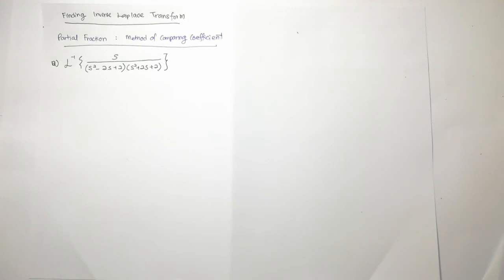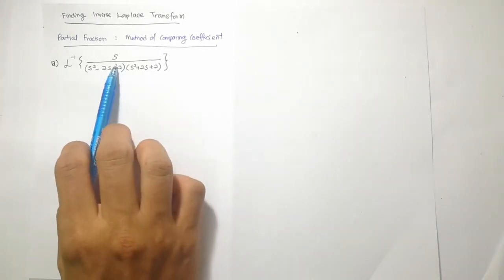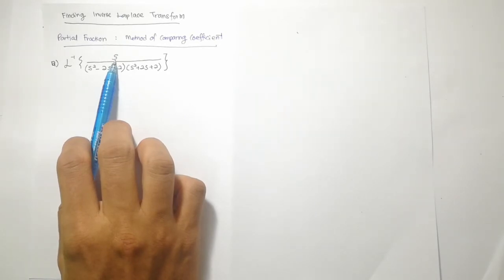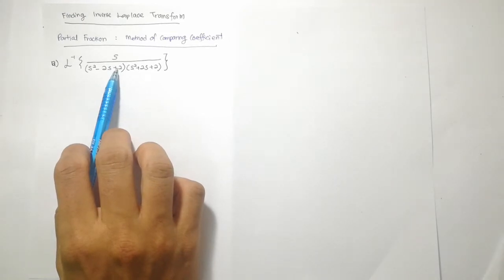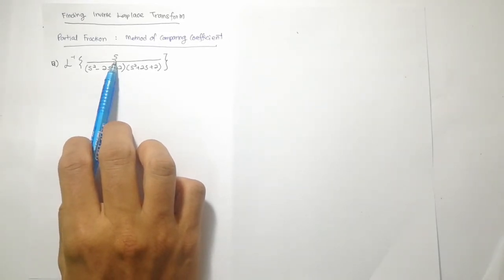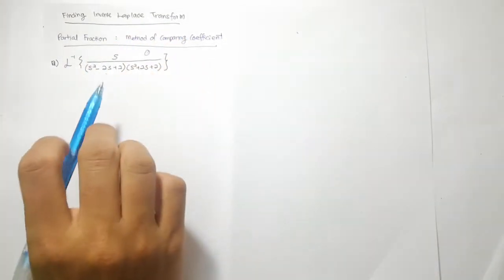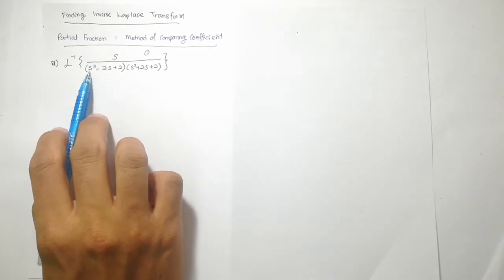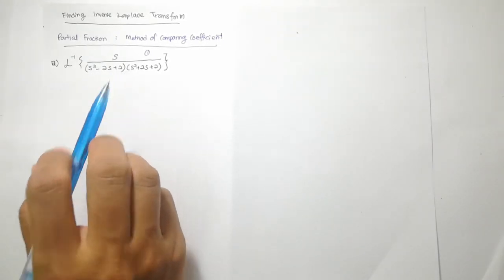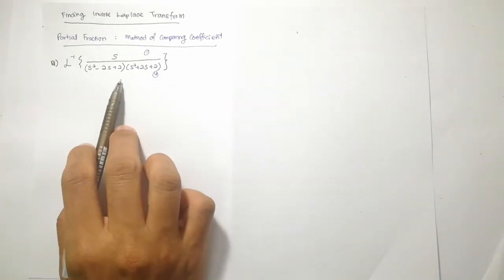our rational function is a proper function by checking the power of the numerator and denominator. What I mean is referring to the highest power. For this case, for the numerator, the highest power is equal to 1. For the denominator, the highest power will be s squared multiplied with s squared, so the highest power will be equal to 4. So our numerator has a lower power than the denominator, which means our rational function is a proper function. So now we can straight away represent it as a partial fraction.